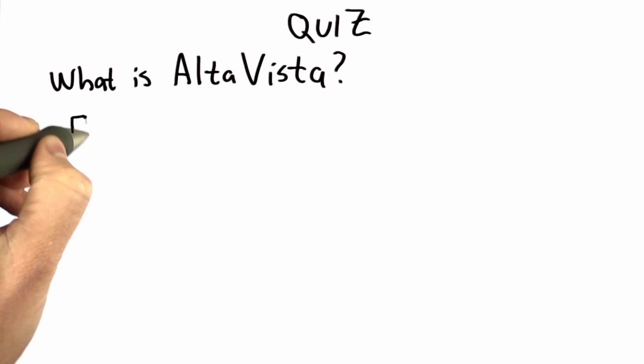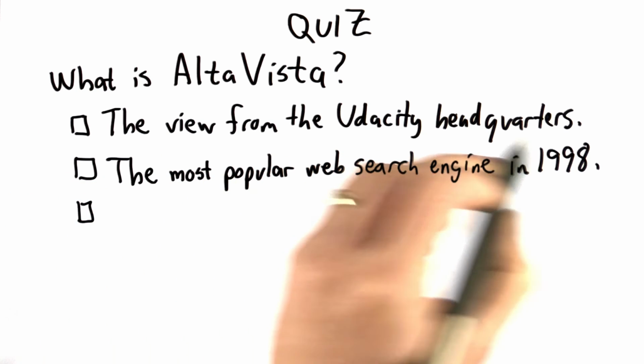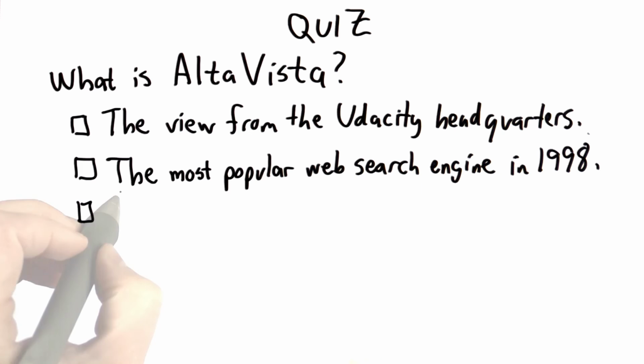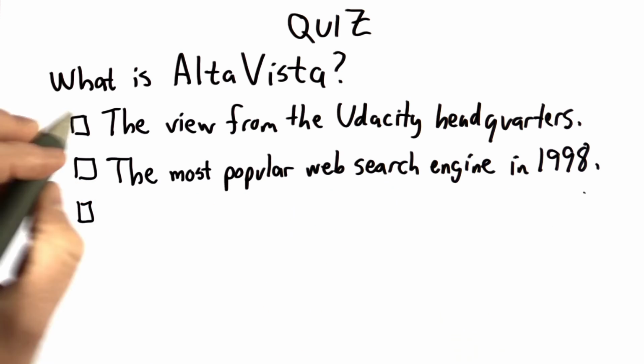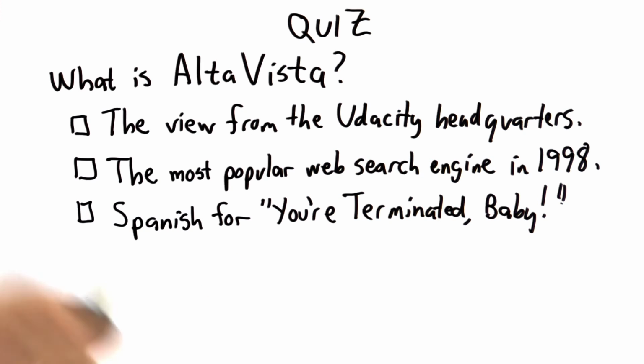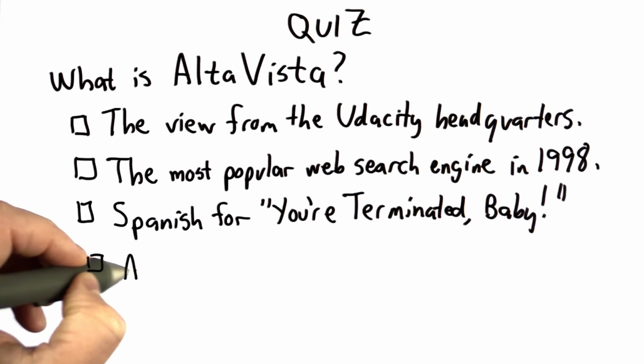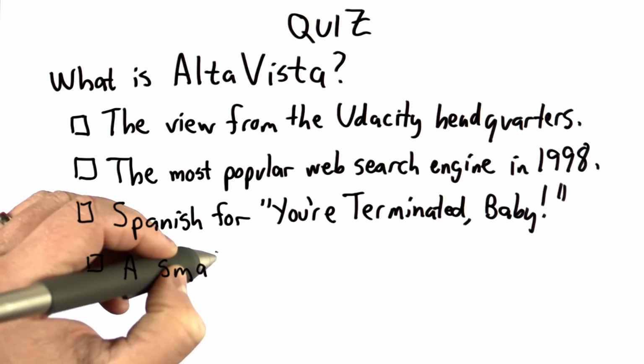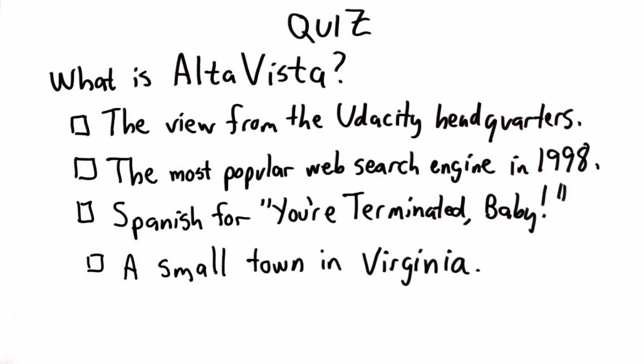These are the choices. So it's the view from the Udacity headquarters in Palo Alto. It's the most popular web search engine in 1998. It is Spanish for "you're terminated, baby." And it's a small town in Virginia. And feel free to Google the answer if you don't know.